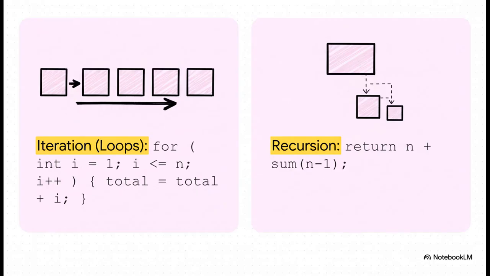Okay, let's take summing up a list of numbers. On the left, you've got the standard way we do it, using a loop. We call this iteration. It just starts at the beginning and adds each number one by one. But the recursive way, on the right, thinks about the problem totally differently. It says, hey, the sum of n numbers is just n plus the sum of n minus 1 numbers. It breaks the problem down by referring to a simpler version of itself.